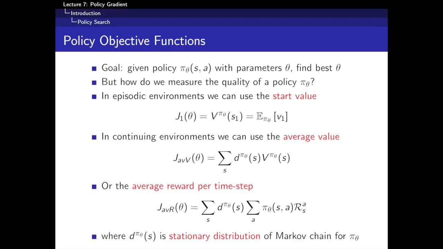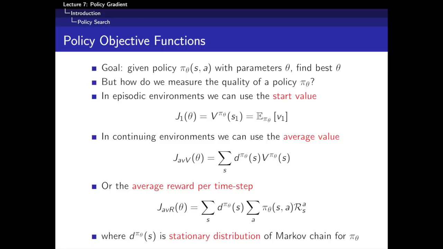Or we could use the average value, and this is something we could do in a continuing environment. So now, in an environment which just goes on forever, there might not be a start state. So now we might want to say, well, let's consider the probability that we're in any state. This is the stationary distribution. This is the probability that we actually end up in any state under our policy pi, times the value from that state onwards. So it's like averaging over the values of all states.